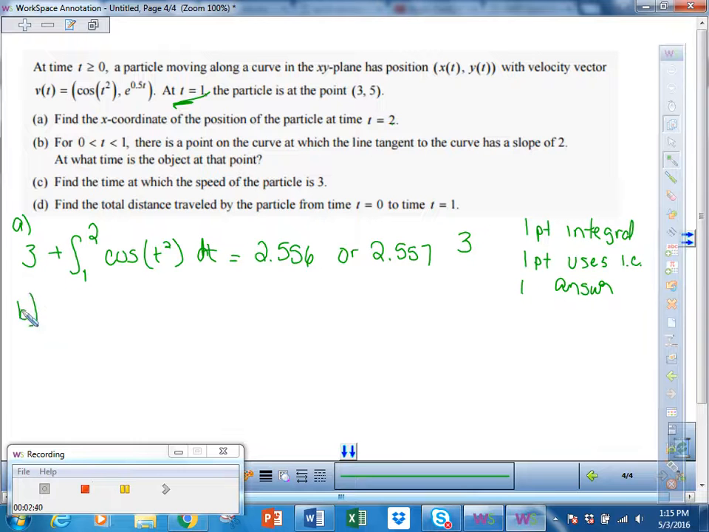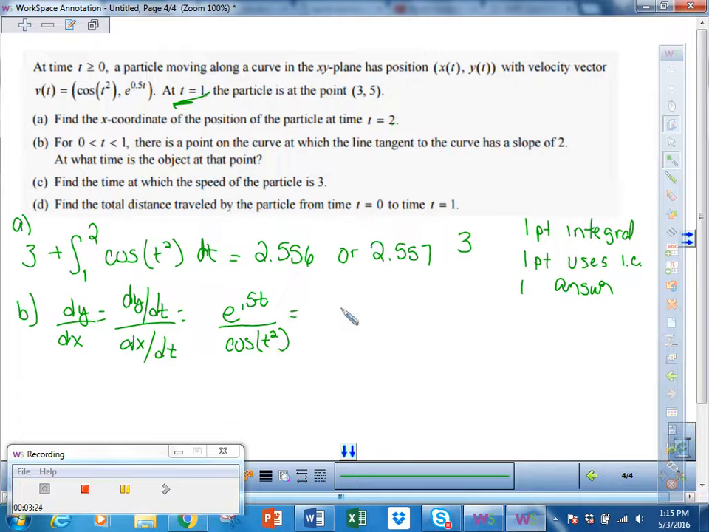Okay, there's a point on the curve at which the line tangent to the curve has a slope of 2. At what time is the object at that point? Okay? How do we find the slope of a parametric? Okay, so dy/dx, which is our slope. dy/dx is our slope. It is not velocity. That's not velocity. So this is dy/dt over dx/dt. And since we were given dy/dt is e^(0.5t), and dx/dt is cosine of t squared, we want to know when is this equal to 2.